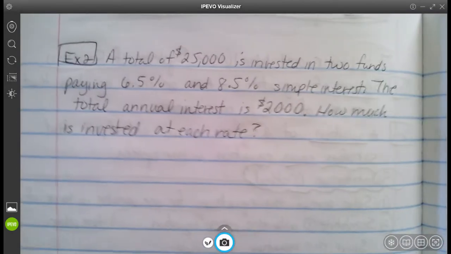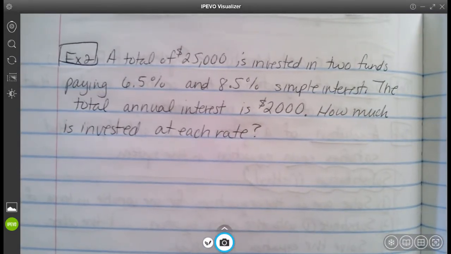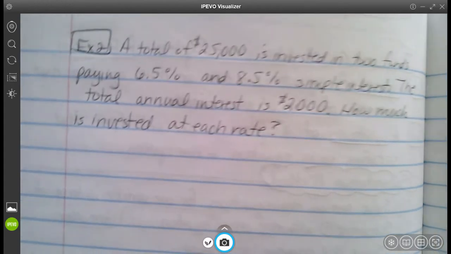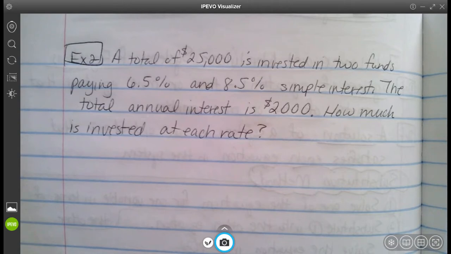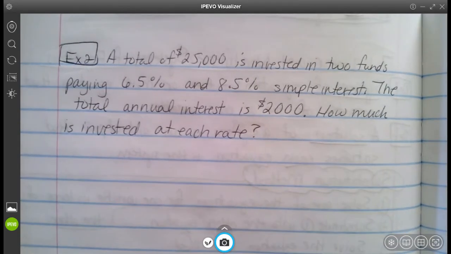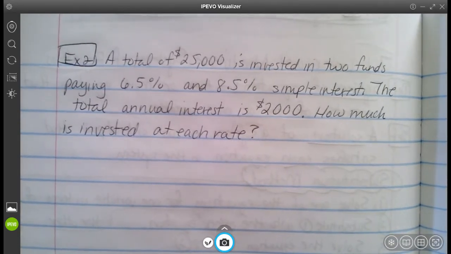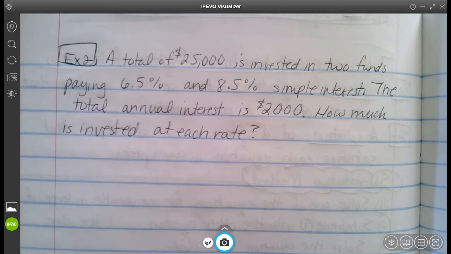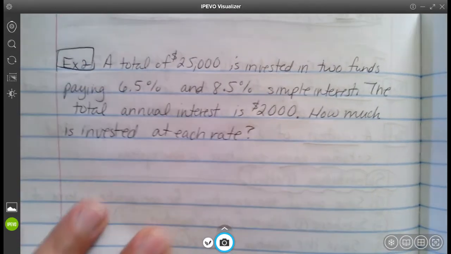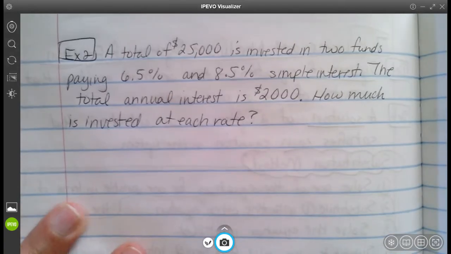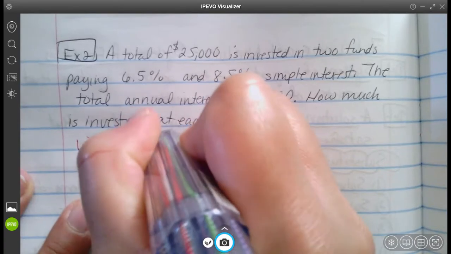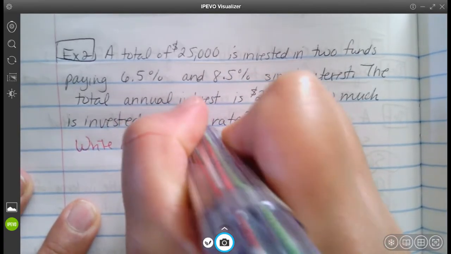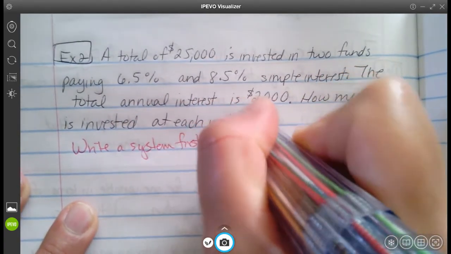We have a word problem next. Here's an application where you might see something like this. A total of $25,000 is invested in two funds, paying 6.5% and 8.5% of simple interest. The total annual interest is $2,000. How much is invested at each rate? So we're going to write a system first, and then we're going to solve it.